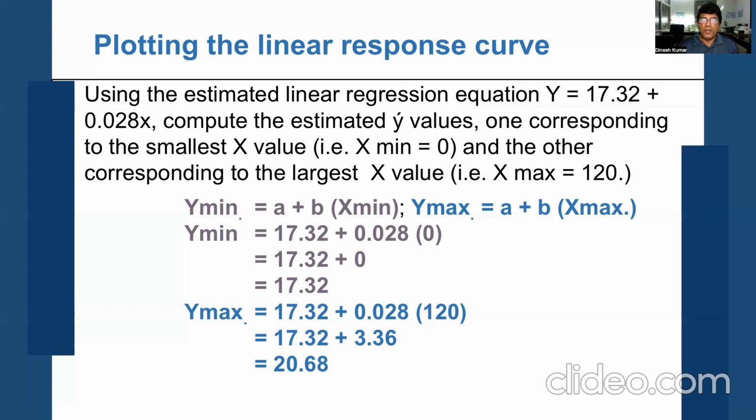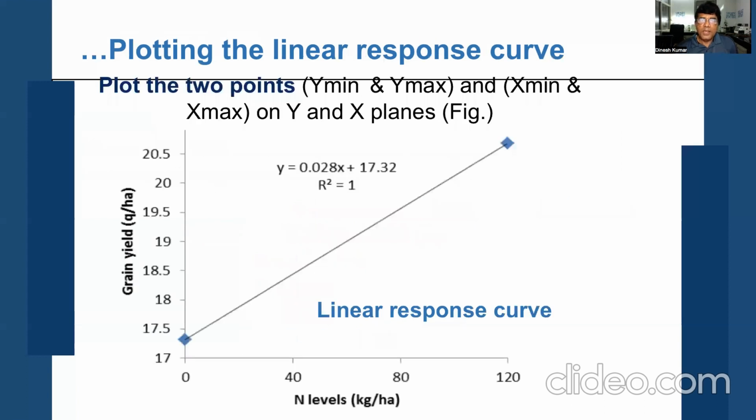So now you have x minimum is 0 and y minimum is 17.32. So these are the points 0, 17.32, and then 120 and 20.68. You can plot them on the equation. So here you can see this is how you can plot it.